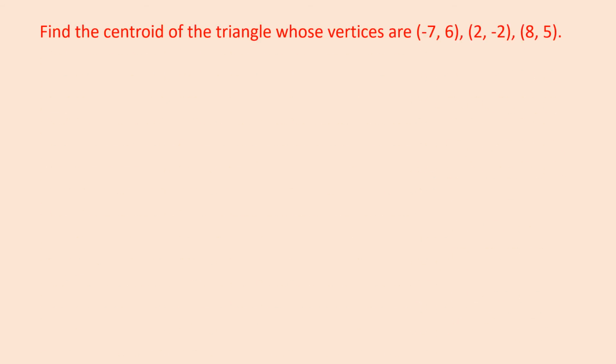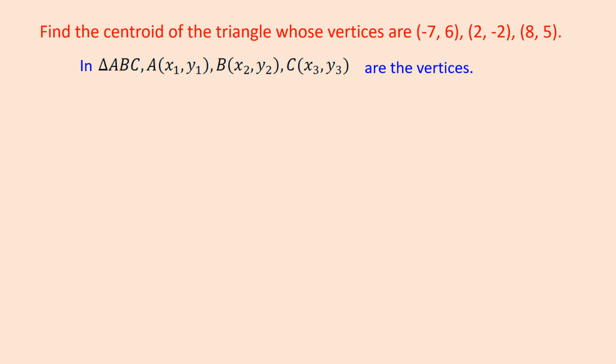Let us see one application of the centroid formula. The sum is given to you: find the centroid of a triangle whose vertices are (-7, 6), (2, -2) and (8, 5). It will be very easy if you draw a diagram, because that helps you think. In triangle ABC, A is (x1, y1), B is (x2, y2) and C is (x3, y3), the vertices in your xy plane.